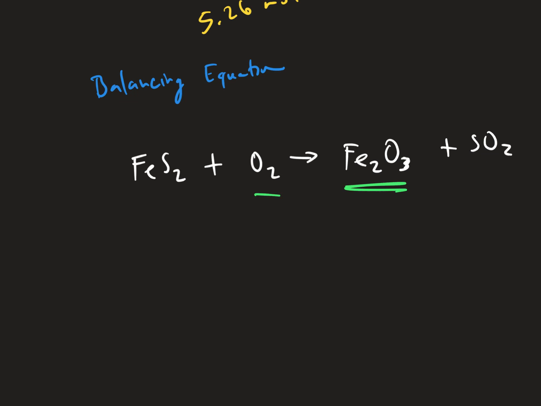Okay? So we got 2 irons here. How many over here? 1, so we better put a 2 there, right? Well, we just changed sulfur, so now let's do sulfur next. We have 4 on this side, so we better put a 4 right there. Do you see how I go about that? Now we can do oxygens. This side's all balanced.